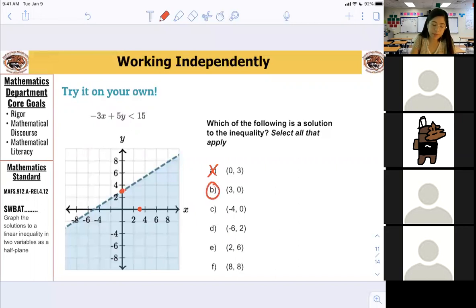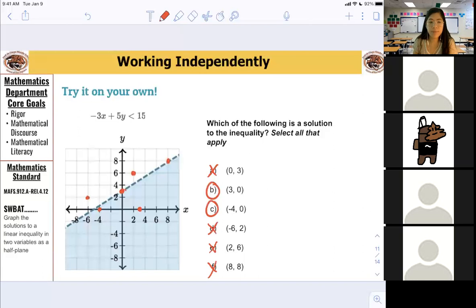Negative 4, 0? In. Good. It barely makes it, but it is in. How about negative 6, 2? Out. Good. That one's out. 2, 6? Out. Also out. And what about 8, 8? So it's on the line, kind of, right? But it's a dashed line, therefore it has to be out.